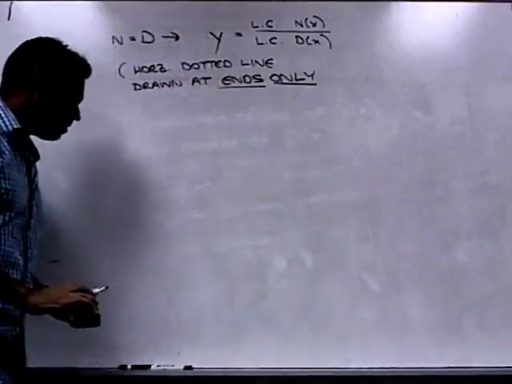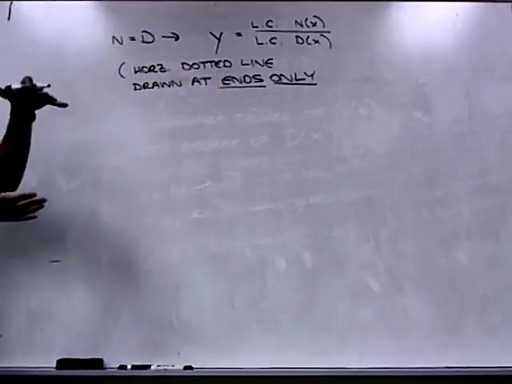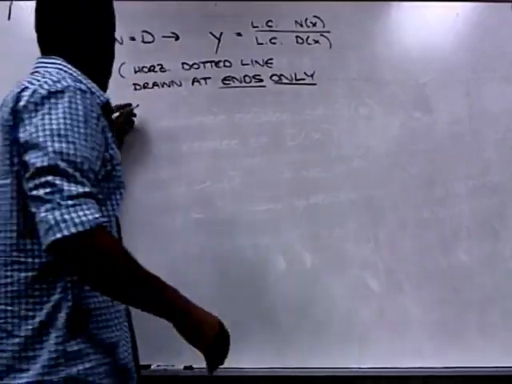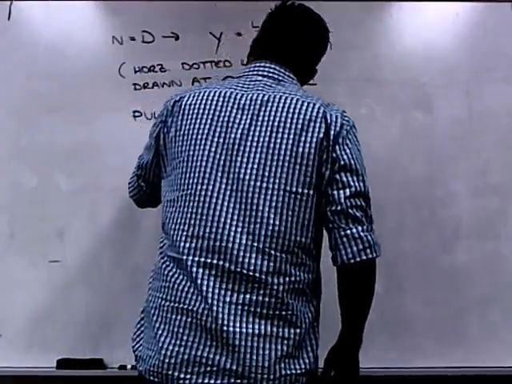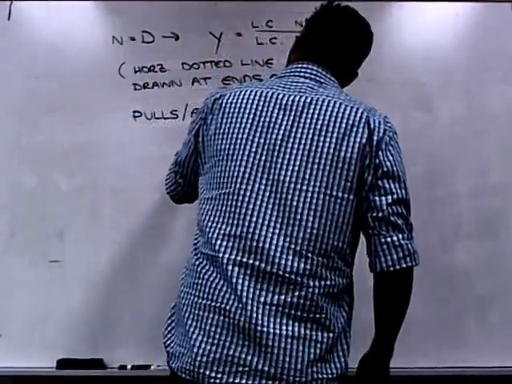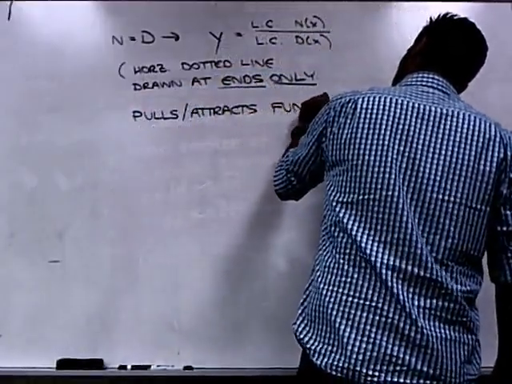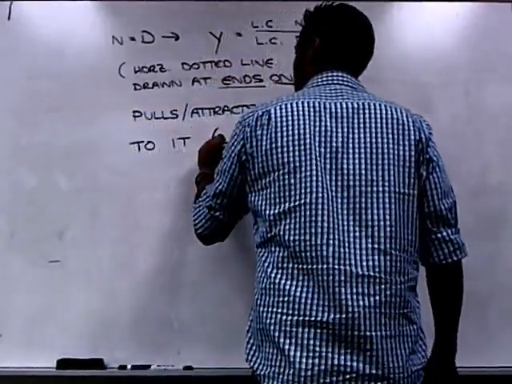But what is the characteristic of that line? I told you that, what does it do to your function? It attracts it. Okay, so it pulls your function towards it, right? We'll say that it pulls or attracts your function to it. And then again, ends only.